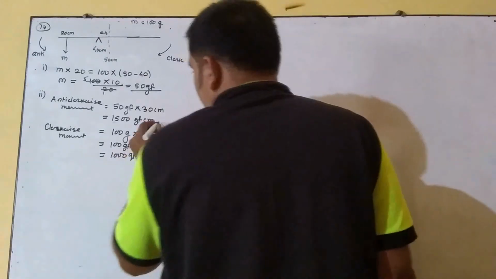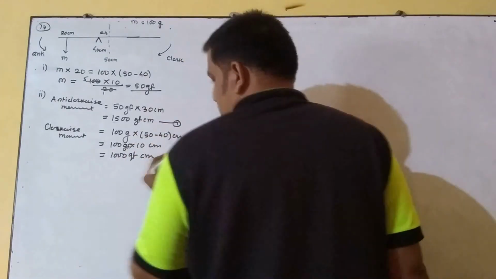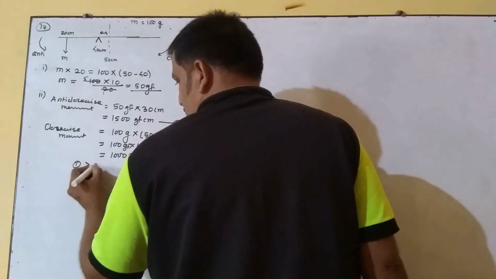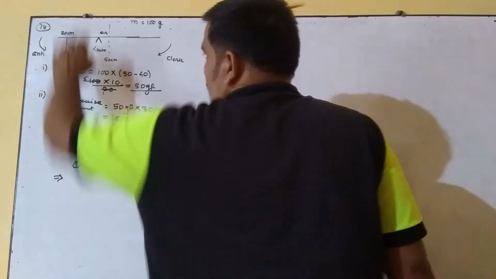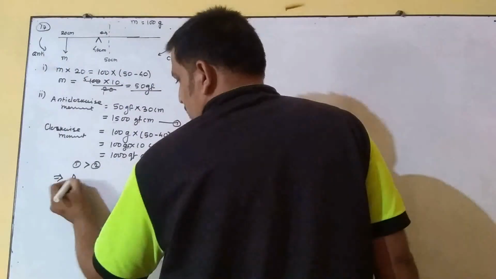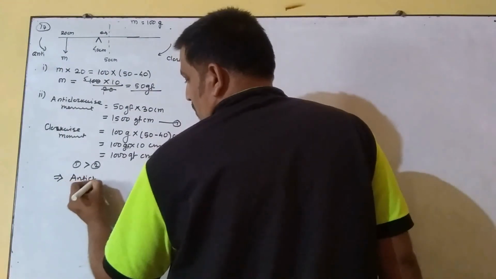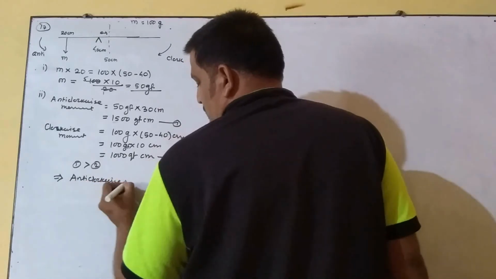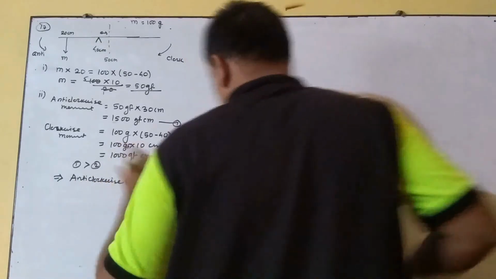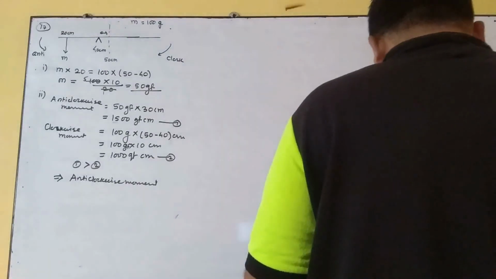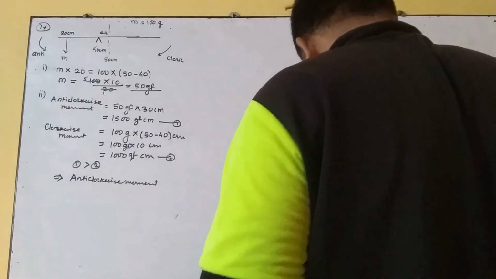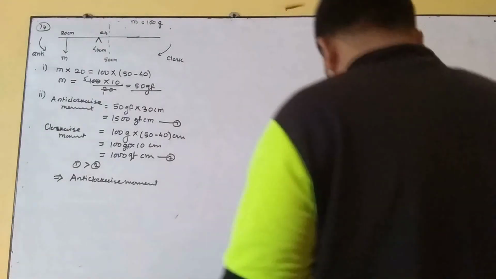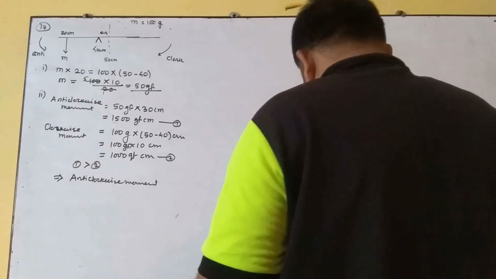Which one is greater? We find here this first is greater than second, which implies it is anti-clockwise movement, which is at the mass side. So that is the requirement of second. What is the resultant moment now? Resultant moment.